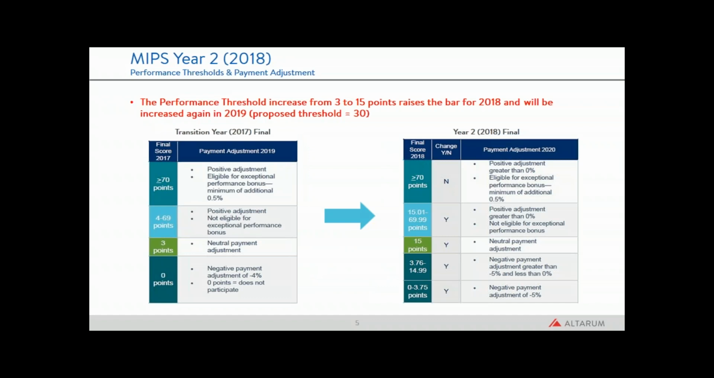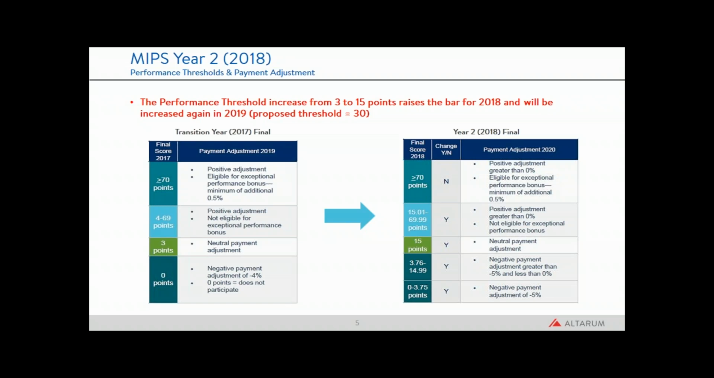So in terms of that threshold then, we saw it increase significantly from last year to this year. Last year it was a meager 3 points, which really just about any data you submitted got you that minimum 3 points. It's a little bit higher now. You have to be at 15 points to at least negate that payment penalty. And we're going to see it increase again come next year.